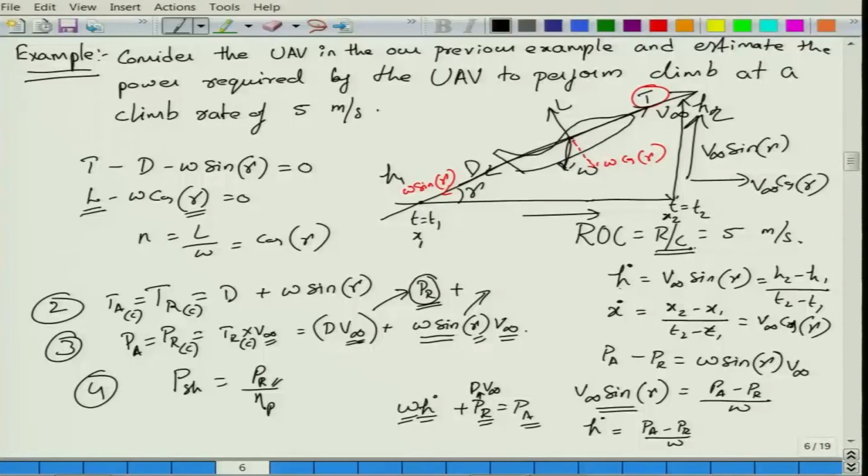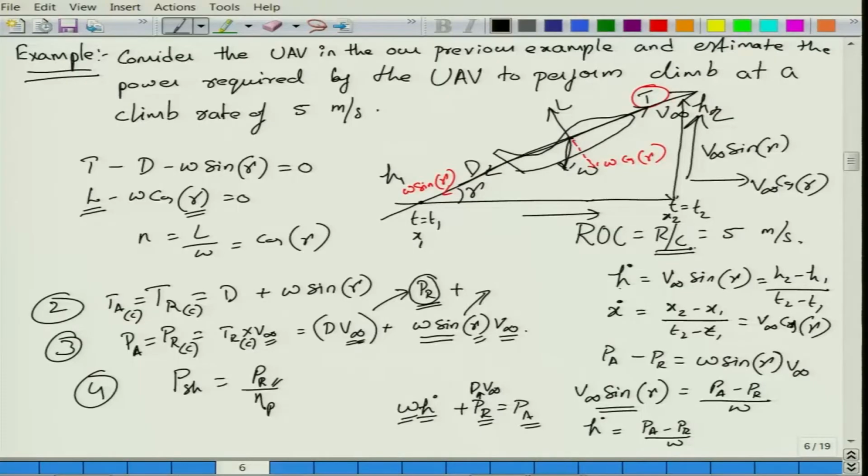Now, you can also have an iterative approach, where instead of fixing the rate of climb at 5 meters per second, you can iterate the rate of climb. At each and every rate of climb you can vary the value of gamma and see what is the corresponding power required by the system, and also what will be the forward velocity that results. So, we will try to figure out all these aspects. So, let us follow this step by step approach.